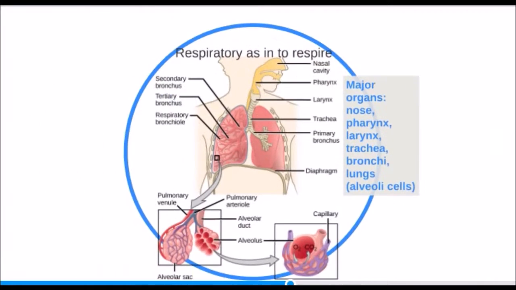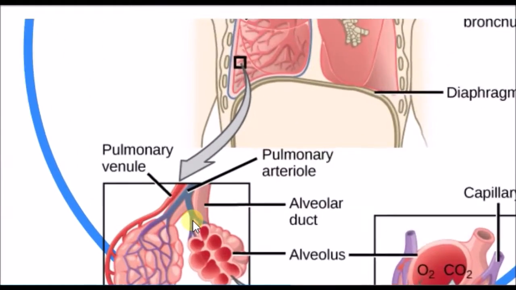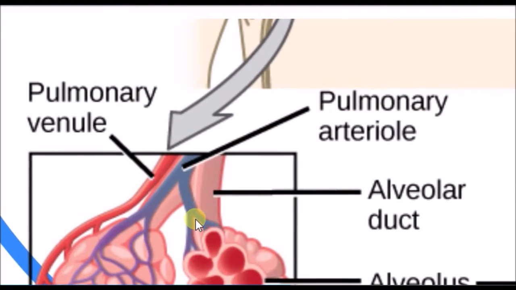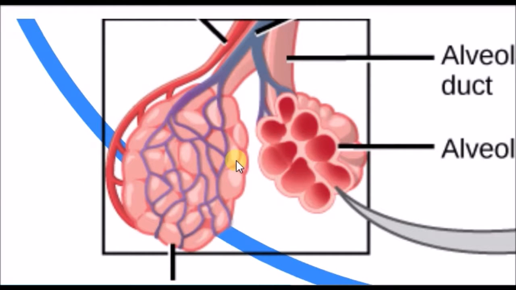Oh, hold on a second. I meant to go back. Let me zoom in here. All right, so we're going to zoom in. Look at what these pockets look like. Well, basically, all the air goes into these tiny little pockets. Now, having all these little pockets maximizes the volume, or the area, the space where we can absorb this oxygen.